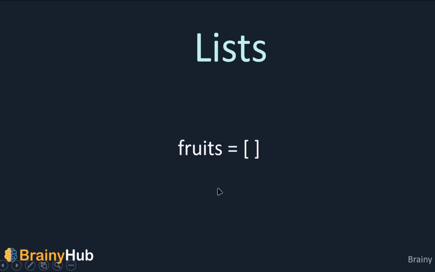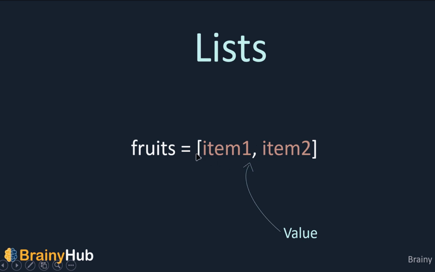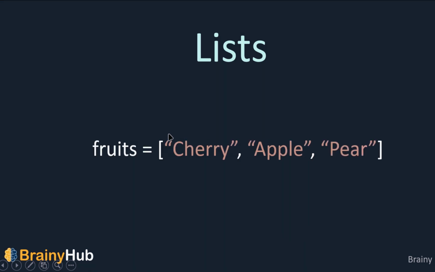So let's say we have a list named fruits. To create a list, we have to have an opening square bracket and a closing square bracket. And inside that, we have to give some value like our item 1 and then our item 2. We separate our items by using a comma in lists. So if we input our names of fruits, we would have cherry, then apple, then pear, all of them separated by a comma. And now we can store all of these three fruit names inside a single variable named fruits.